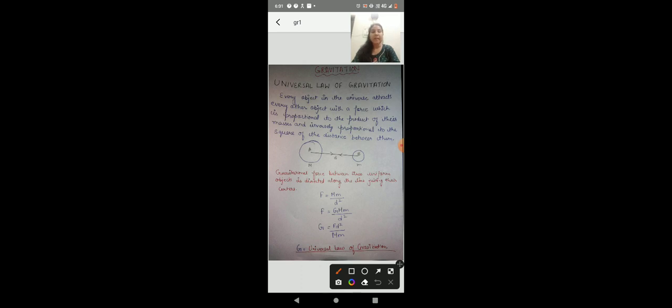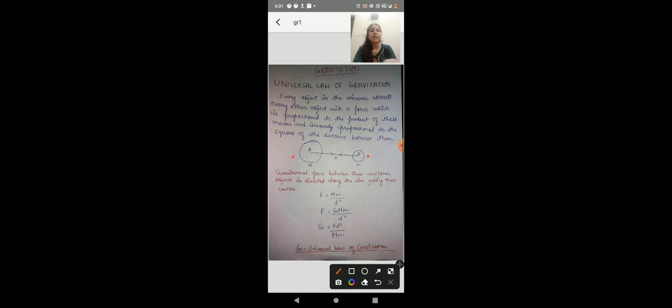Here I have represented a diagram in which I have shown there is an object A and another object B. Object A has a capital M mass and object B has a small m mass. The gravitational force between the two uniform objects is directed along the line joining their centers, which is represented by D. The force acting between these two masses is represented by F.